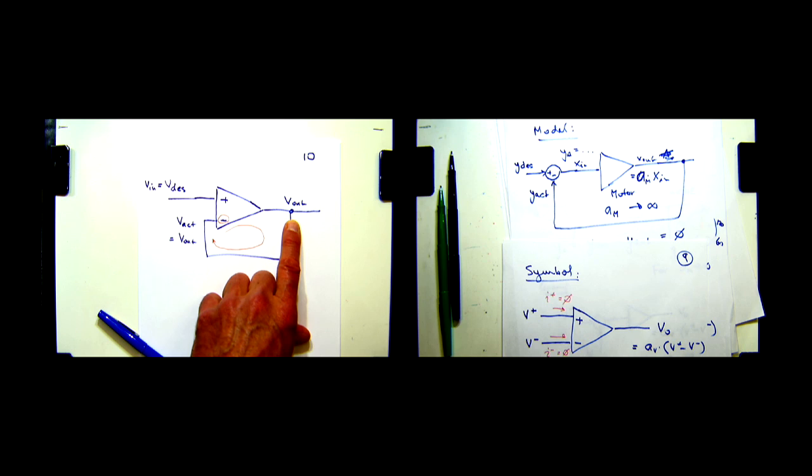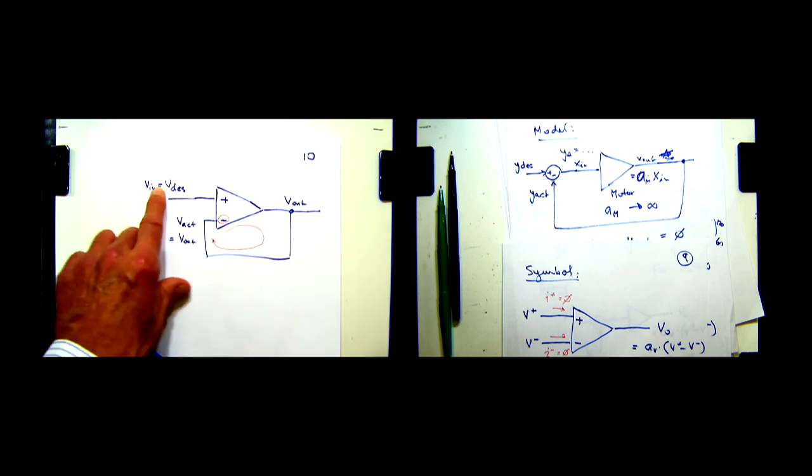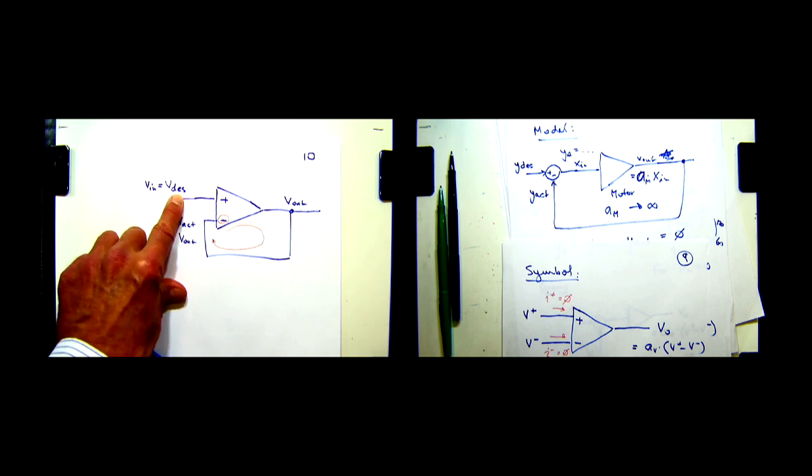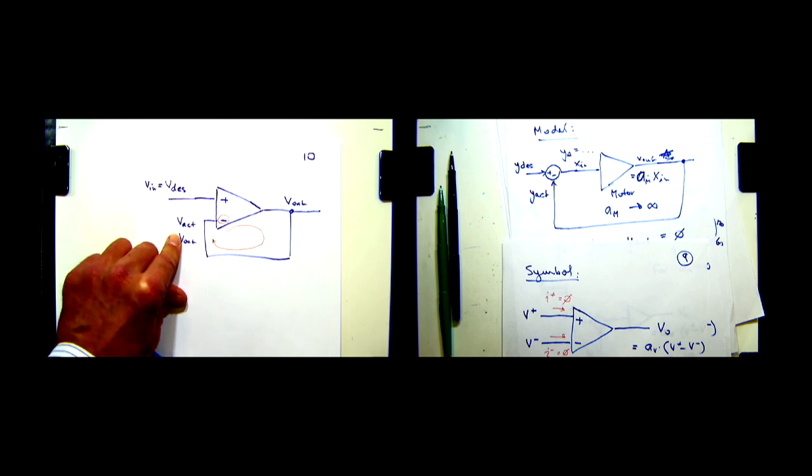But there are two ways. One of them is very easy. This is an ideal op-amp. We know V in, and therefore we know V desired. They are equal, right? Do we know what V actual is? Why not?